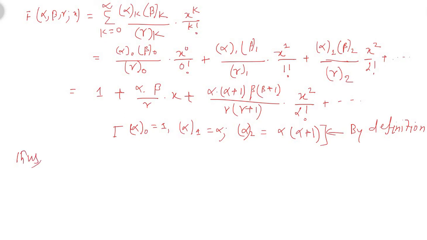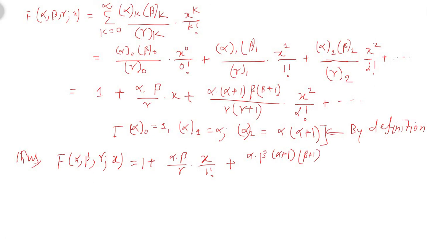Thus, f alpha, beta, gamma, x is equal to 1 plus alpha beta over gamma x by 1 factorial plus alpha, beta, alpha plus 1, beta plus 1 over gamma plus 1 x square over 2 factorial and so on. This is our equation number 5.